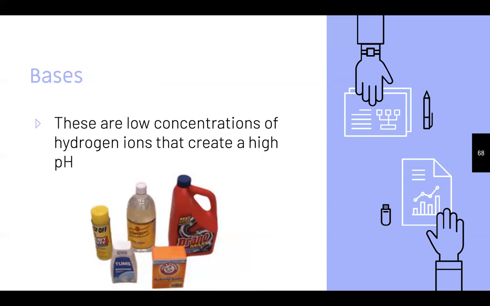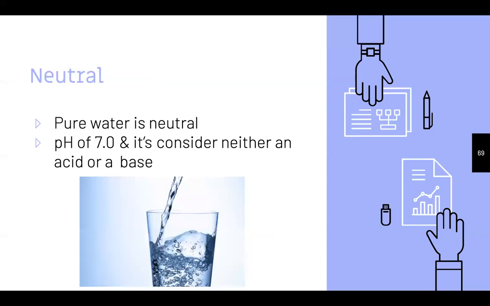But we have bases, which are low concentrations of hydrogen ions that create a high pH. Those examples are at the bottom: baking soda, some cleaners, Tums, things like that. And like I said earlier, neutral. Pure water is neutral, with a pH of 7, and it's considered neither an acid nor a base. It's directly in the middle of the pH scale.